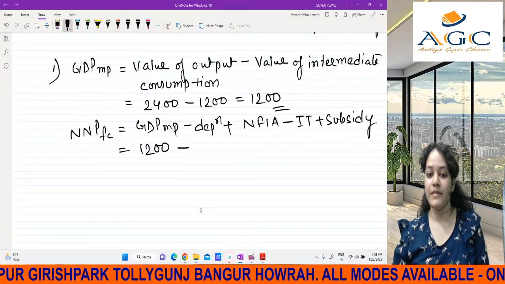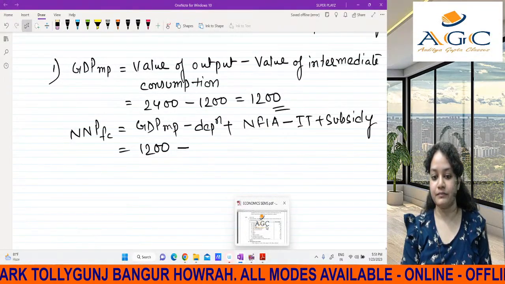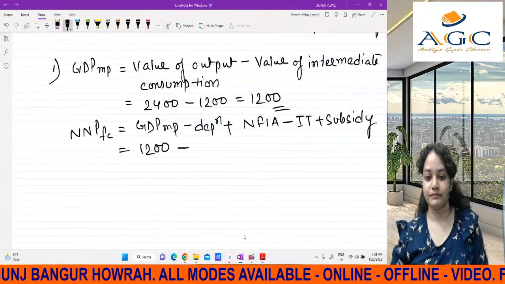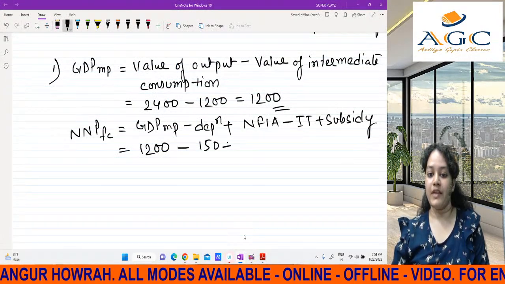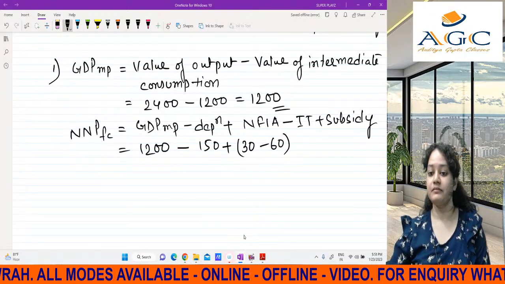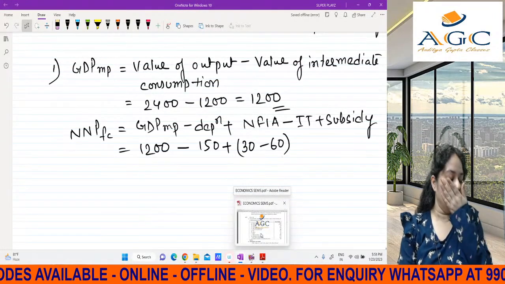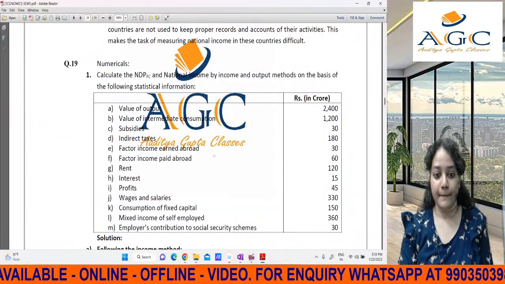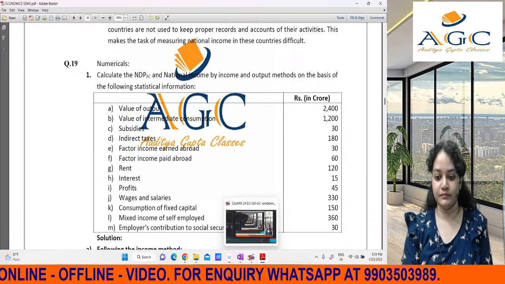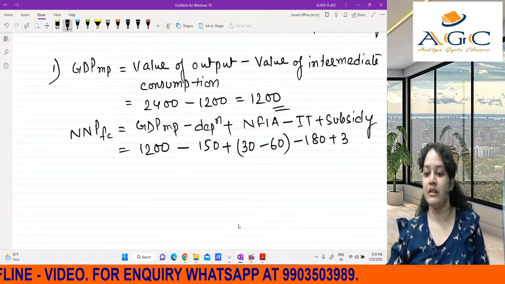1200 minus depreciation. What was our depreciation's value? Let's go back again and see once. Depreciation's value was 150. So we will be putting 150 here. Factor income earned from abroad was 30 and paid abroad was 60. And then was our IT. IT is 180 and subsidy is 30.